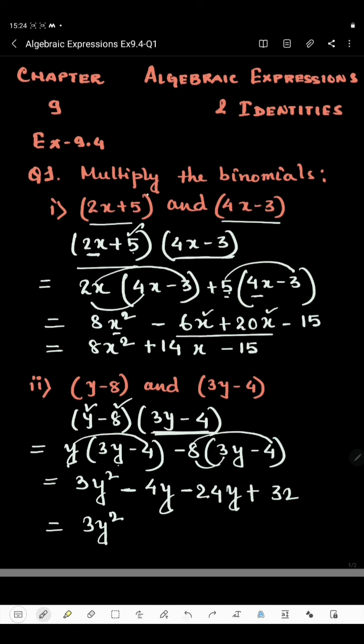So minus minus plus, but the sign will be minus. So 24 plus 4 is 28 and y will remain same, then plus 32. Okay, so the answer of the second part will be 3y square minus 28y plus 32. Okay, now coming to the third part.